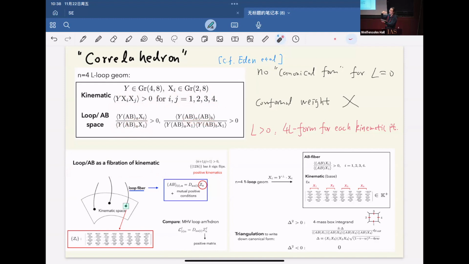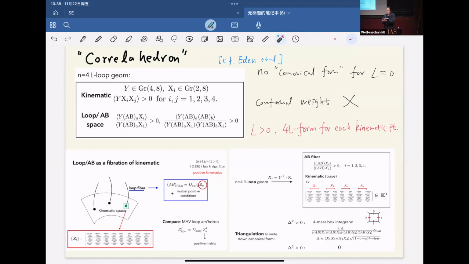So can you compute some kind of canonical form of this space? Everything is just the inequalities. There's no sign flip conditions. And the best way we found to compute this form is by considering at every point in your kinematic space some loop form. And then you ask, does the loop form change when you move from one point to another point in kinematic space? So this is what I mean by this fibration idea.